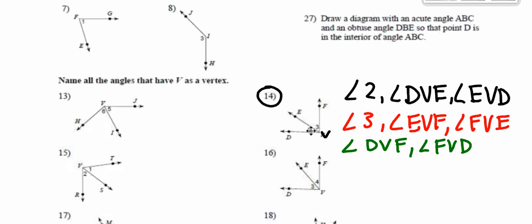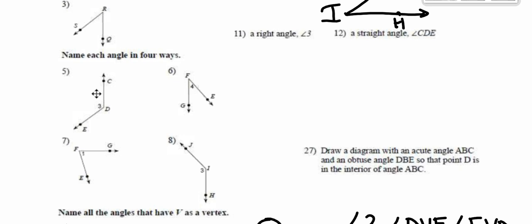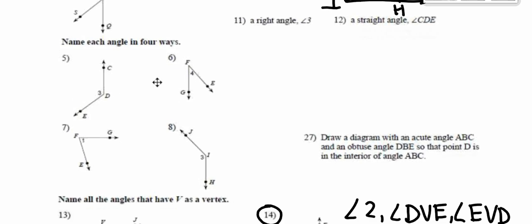Notice you cannot call it angle V because there are three angles there, the two small ones and the large one. Over here, we'll do number 6, name the angle in 4 ways. You can call it angle 4, angle F, because there's only one angle here, or angle GFE or EFG. There's your 4 ways. You can only call it the angle by the single letter because there's only one angle here.